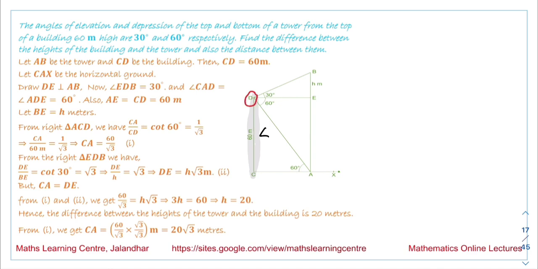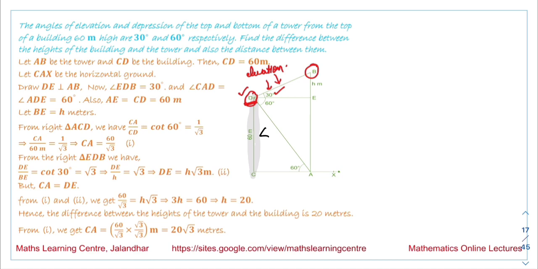We are standing at this point D, and we are looking at the top and bottom of another tower. The angle of elevation means, if we are standing at this point D, we are looking at this point B. This is the line of sight, and this 30 is the angle of elevation.